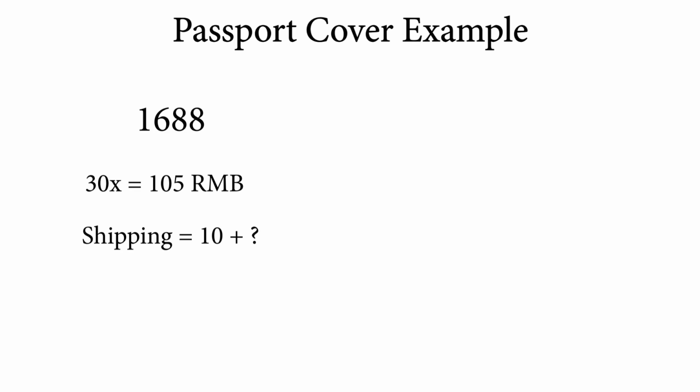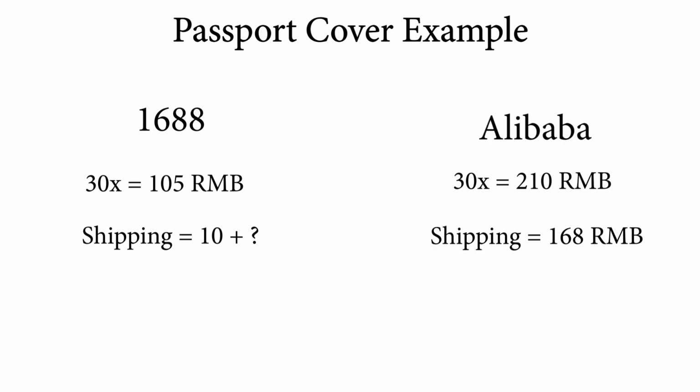Now to show you some of the numbers of the example I just used, using the 1688 platform, to buy 30 of those passports would cost 105 RMB. The shipping would be 10 RMB to the domestic location plus the third party you're using for the cost to ship to the US. On Alibaba, the same 30 passports actually cost 210 RMB, which is twice the price. However, you do have a fixed rate of 168 RMB to ship it directly to the US, where you don't need to find a third party. So you can do the math and figure out which one is indeed cheaper in some situations.